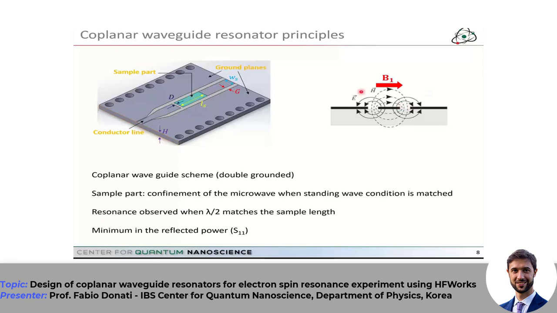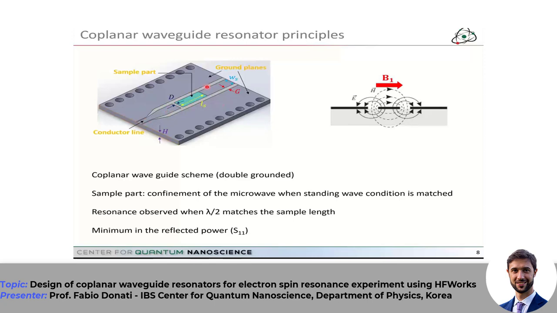Now, on a profile, we expect the distribution of the magnetic field, which is parallel to the surface, like this. And the critical parameters for the design here are the different gaps between the metal parts, so the gap between the transmission line and the sample part, the gaps between the metal part and the ground plate, and also the thickness of our dielectric. What will also be understood as extremely critical is the separation between the transmission line and the sample part, because this defines the coupling of the microwave.